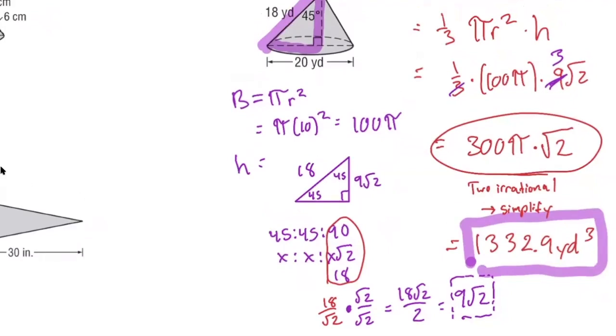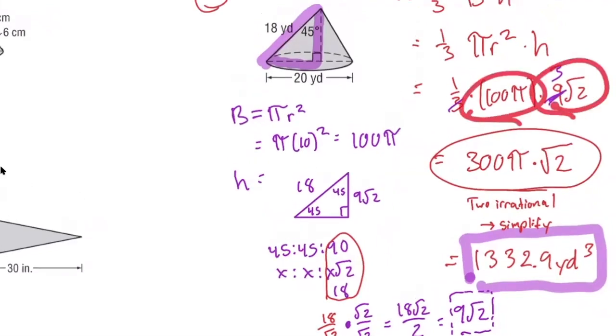And then, yeah, you plug everything in. Okay, 100 pi and then 9 radical 2. I simplified the 3's here, so this 1/3 and the 9. So I simplified that.